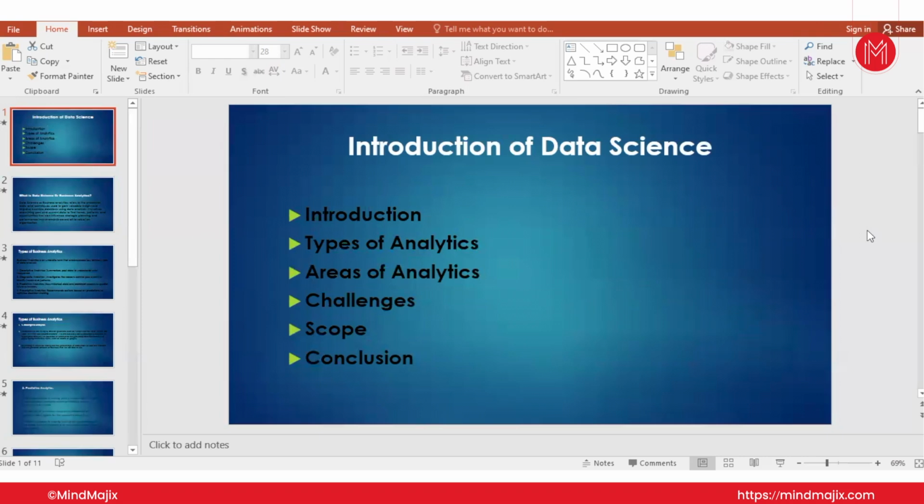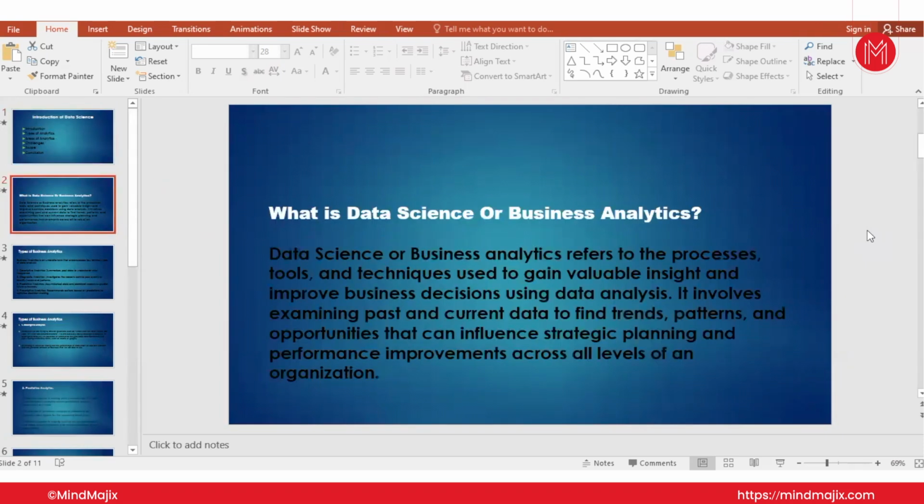In today's session, we will cover the introduction of data science. In the data science session, we will cover some introduction, types of analytics, what we will learn in this topic, areas of analytics, what the challenges are, what the scopes are, and the conclusion of data science. Let's get started from the introduction part. Basically, what is data science or business analytics?